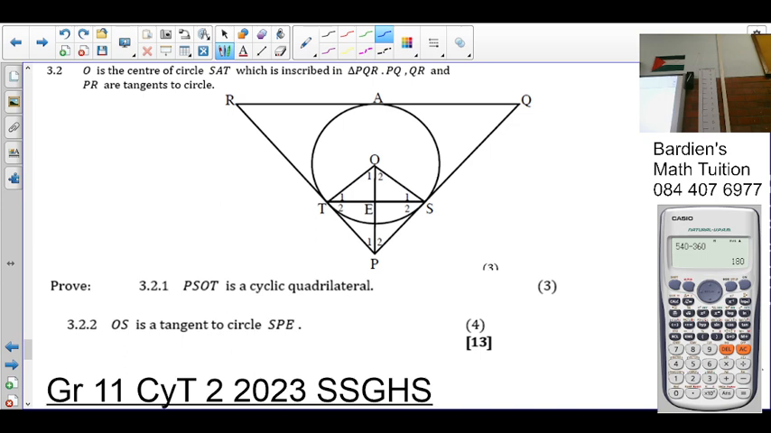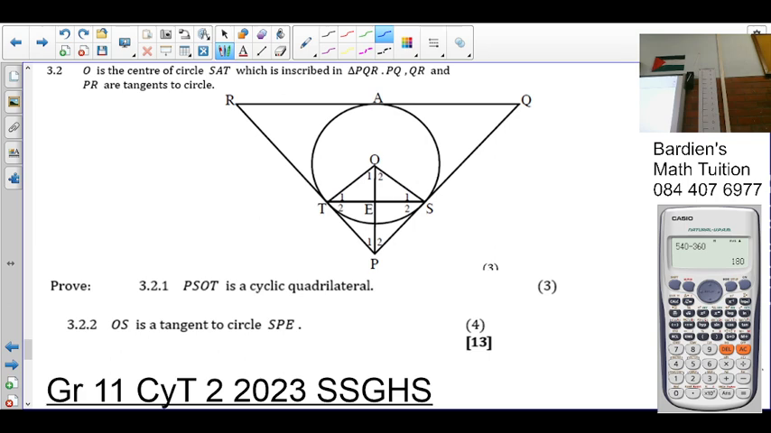The question says, prove that PSOT is a cyclic quadrilateral. We must prove that it's a cyclic quadrilateral. Have you proved cyclic quadrilaterals, people? Opposite angles are supplementary, or the exterior angle equals the interior opposite angle.